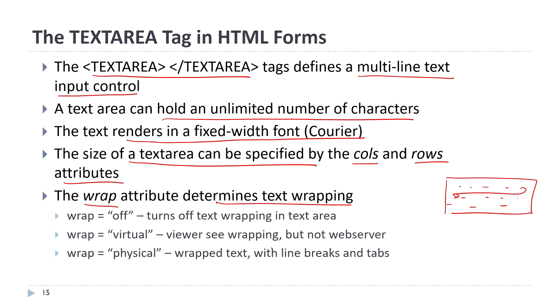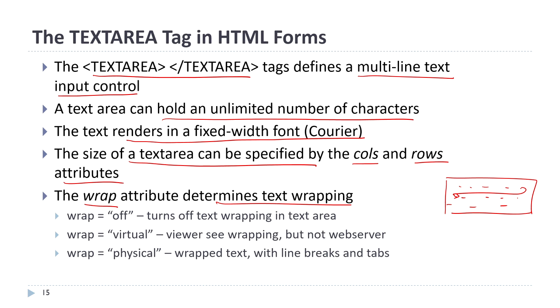It can be virtual. The user will see text wrapping, but the web server won't see any text wrapping. Physical means the wrapped text with line breaks and tabs is stored. Now, most of the time, the wrap is virtual. So you just want the user to see the wrapped text. You don't want the web server to see the wrapped text.